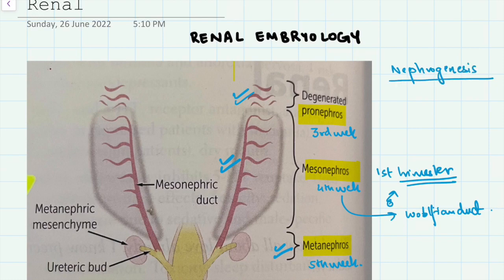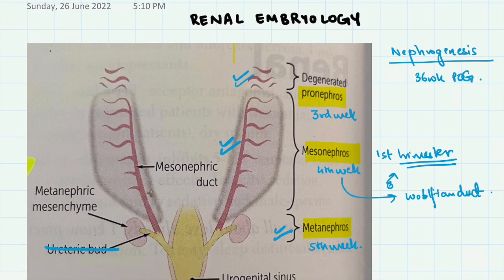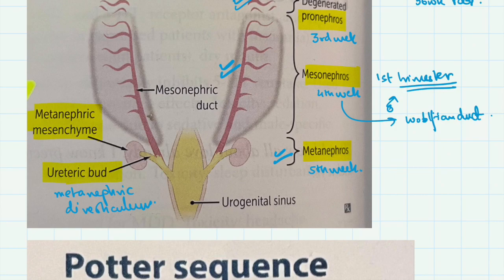Right, so it is completed by 36 weeks of gestation, and the kidney develops from two parts. First is the ureteric bud and second is the metanephric mesenchyme. The ureteric bud is a metanephric diverticulum. It is derived from the caudal end of the mesonephric duct. So this is the mesonephric duct, and the caudal end of it leads to the formation of the ureteric bud, right? So the ureteric bud will lead to the formation of the ureter, the pelvis, calyces and the collecting ducts, right?